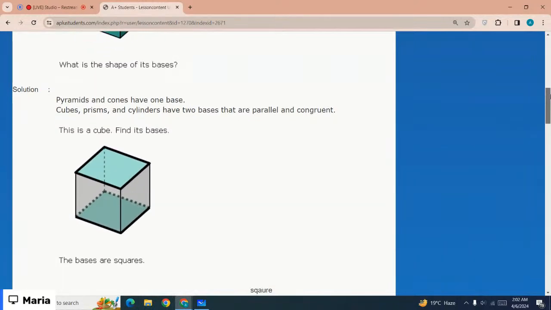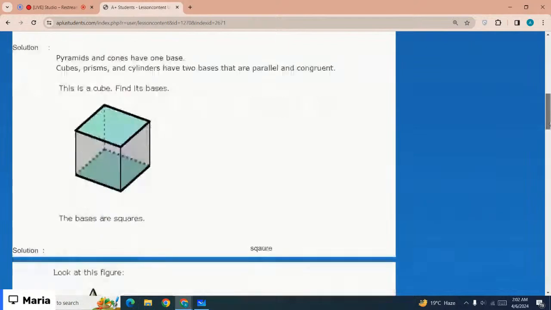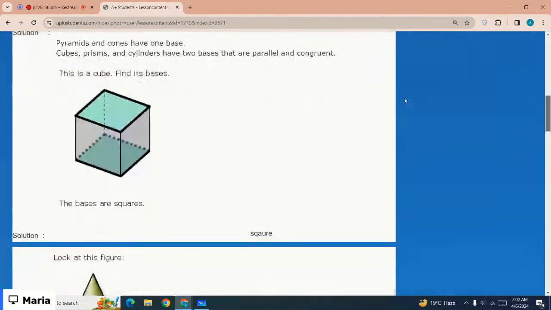Okay, pyramids and cones have one base. Cubes, prisms, and cylinders have two bases that are parallel and congruent, right? This is a cube. Find its bases. The bases are squares, right? Because a cube has all faces that are square, so the base is also a square. The correct option is square, right?